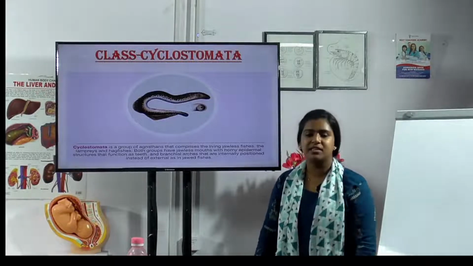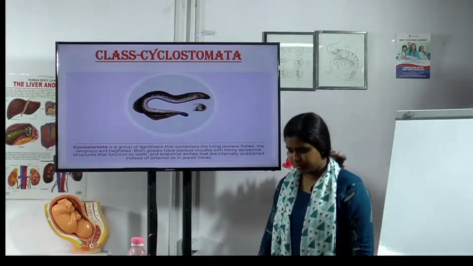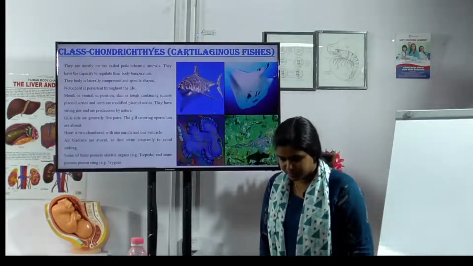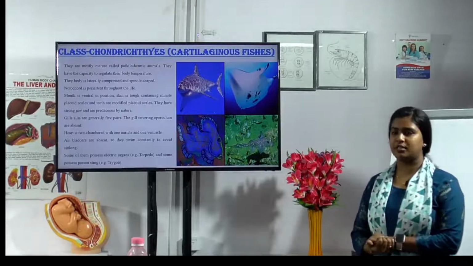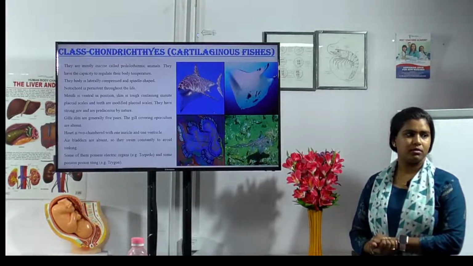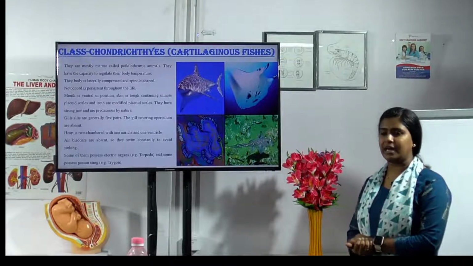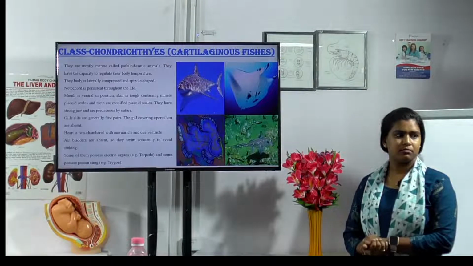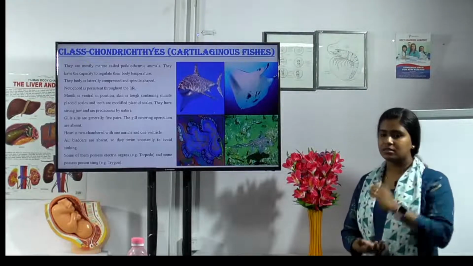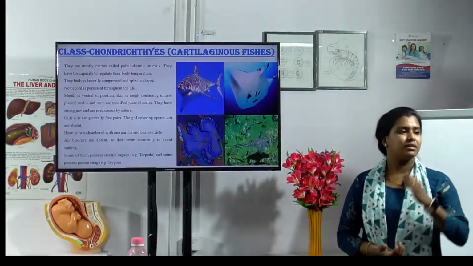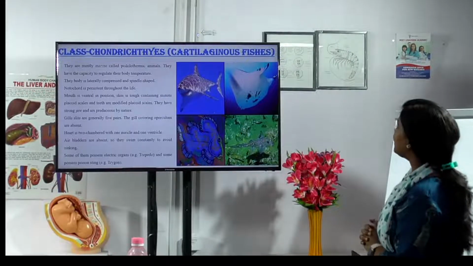Cyclos means circular, stome means mouth. So these are organisms with a circular mouth, without any jaws. And the next one is Chondrichthyes, which are known as cartilaginous fishes. What is cartilage? Where do we have cartilage in humans? It is not muscle. For example, the ear has cartilage. Yes, this is the ear.